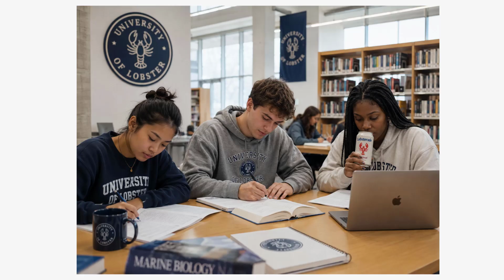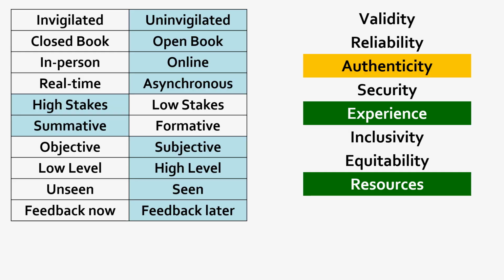Students are going away and doing this type of assessment in their own time. It's uninvigilated, it's open book. Students submit it online, although they often can make notes and do things in paper. It's asynchronous, it's done in their own time. It can be high stakes, although not necessarily. We can use it for summative assessment.